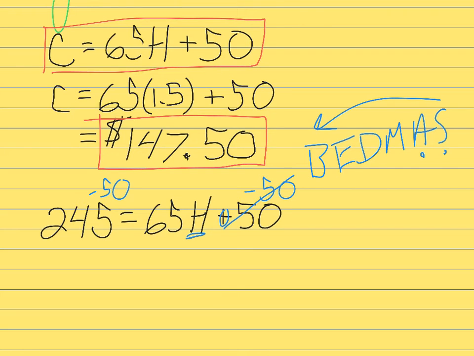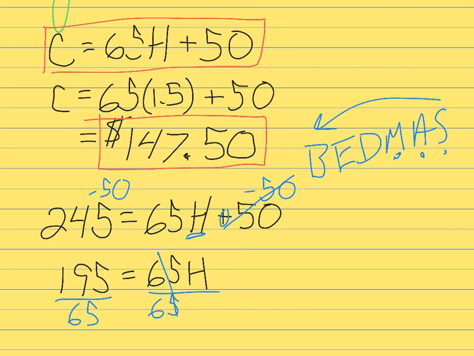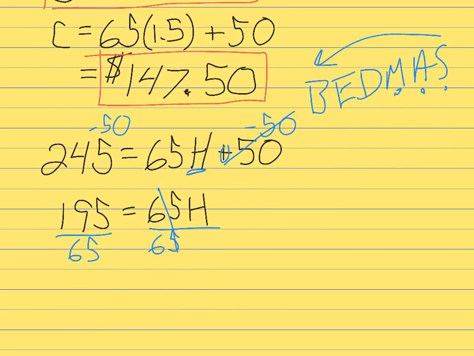Over here we do the math. 245 minus 50, and you can use your calculator if you need to. We now have 195 equals 65H. Alright, now I go back to PEMDAS. We do have some multiplying here, so we're going to do the opposite. I'm going to divide by 65. That becomes 1H, and divide this side by 65. So we do the opposite to both sides. Okay, now I do need to move this up just a little bit more.